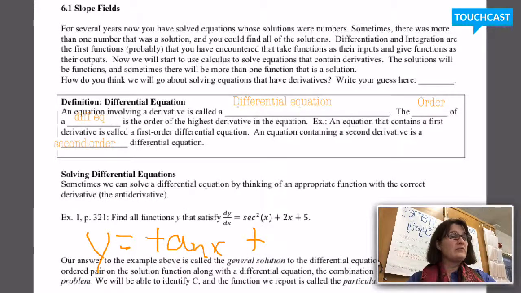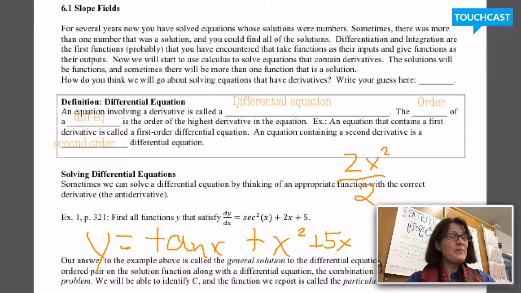The antiderivative of 2x, that's 2 times x. I'm going to increase the exponent by 1. So that was x to the first, now it's x to the second. I'm going to divide by the new exponent, so 2x squared over 2 is x squared. You have no obligation to show that step if you can do that part in your head. The antiderivative of 5 is 5x.